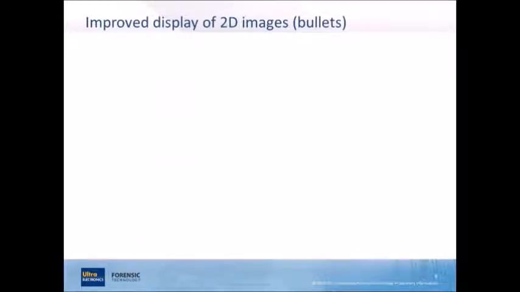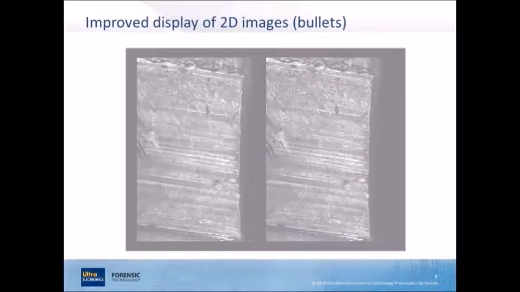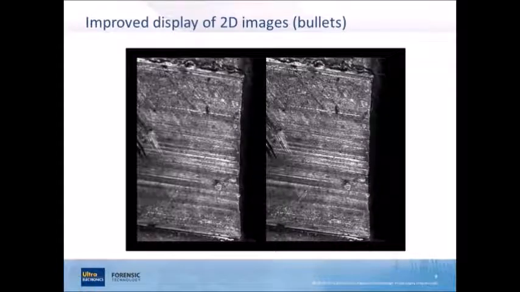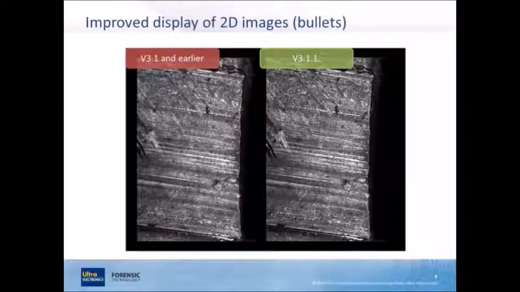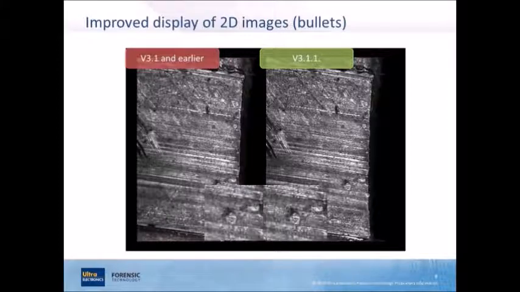The same is true for bullets. Again, on the left, we see a land impression displayed on a software version prior to version 3.1.1, and on the right, it's the same image displayed on version 3.1.1. It's a little bit more difficult to see the improved sharpness here, so we've zoomed in on a section of the land impression. Again here, saved images and correlation results are not impacted. It's just a sharper image for the user to see.